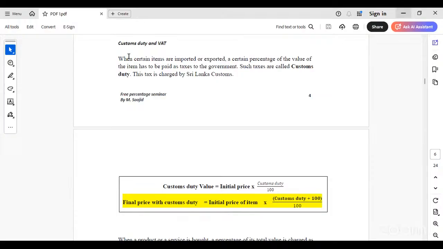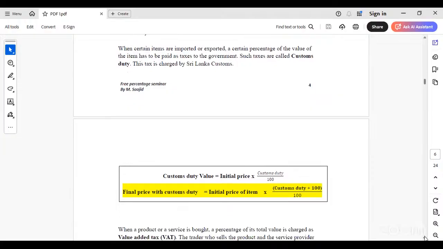Right, let's read this. Customs duty and VAT. When certain items are imported or exported, a certain percentage of the value of the item has to be paid as taxes to the government. Such taxes are called customs duty. This tax is charged by Sri Lankan customs.